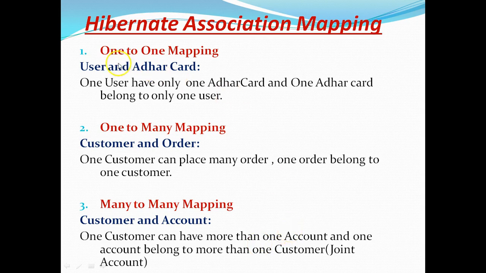So let's see again. One-to-one mapping: user and Aadhaar card, one user, one Aadhaar card. One-to-many mapping: customer and order, one customer is going to place many orders and each order has to be associated with one customer. Many-to-many mapping: customer and joint account. This is what I'm going to explain in Eclipse. Let's move to the first one, one-to-one mapping.